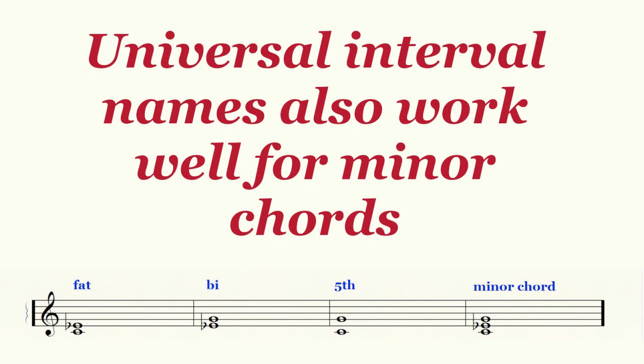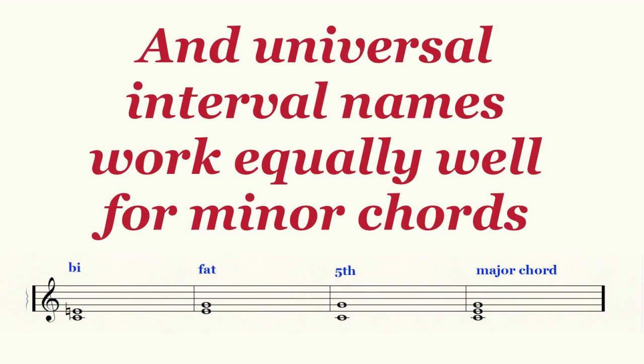In the third picture, we have the same thing as in the first picture, but this time I am using my own interval names. A fat tone on the bottom and a bitone on the top makes a minor chord. In the fourth picture, again, I use my own interval names. A bitone on the bottom and a fat tone on the top makes a major chord.